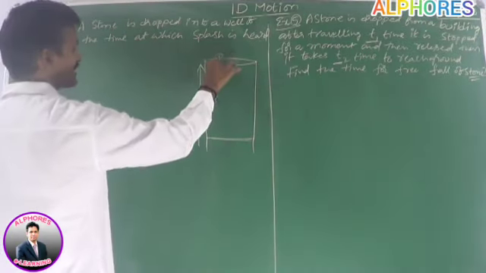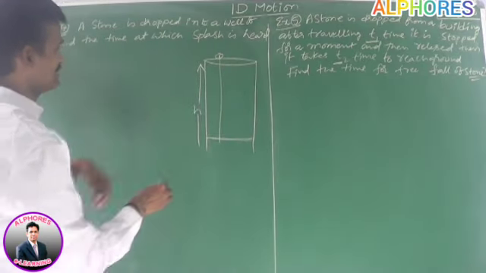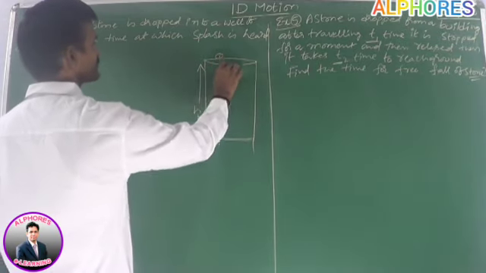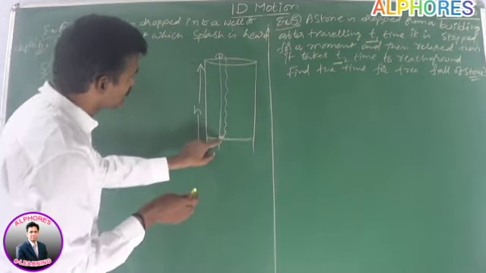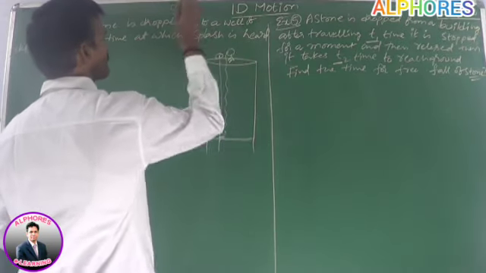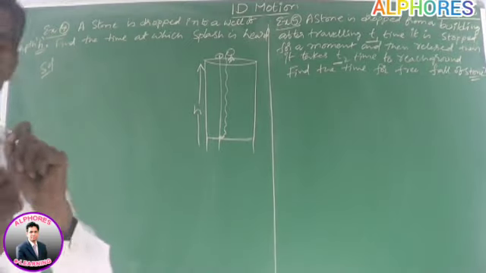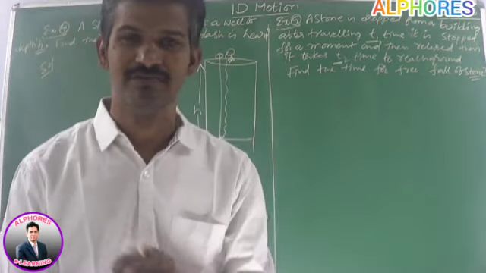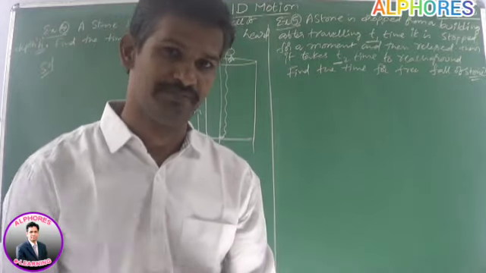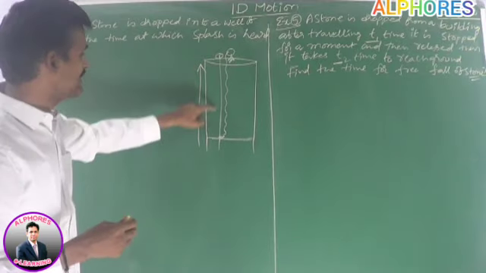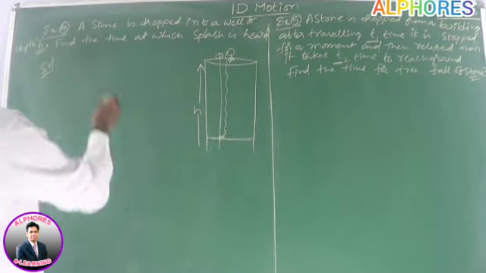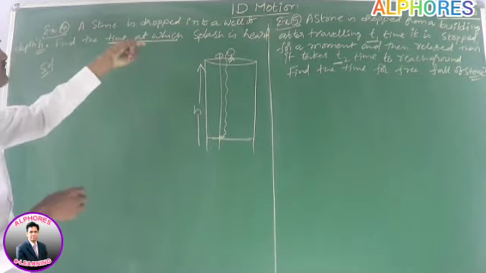This stone falls freely under gravity. When it touches the ground, a splash is produced. The sound travels from bottom to top. Thereafter, we can hear the sound. So here two events take place. One, the stone reaches the ground. Second, the produced sound reaches the top, from bottom to top. Event 1 takes some t1 time, event 2 takes some t2 time. That is our total time.